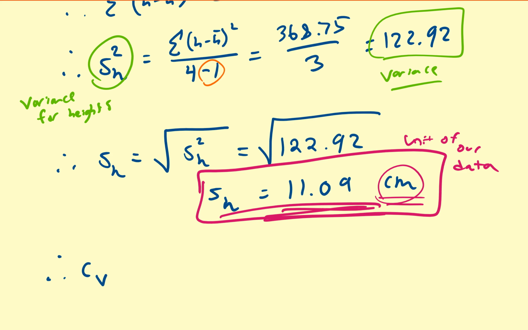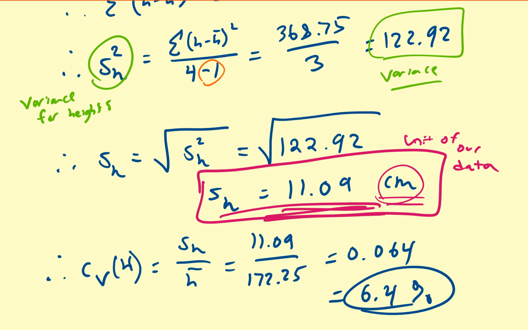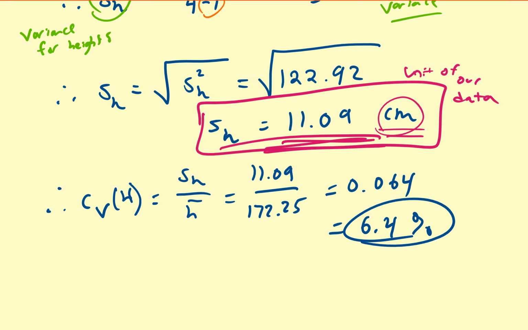Lastly, we can calculate the coefficient of variation for our heights. So that's going to be equal to the standard deviation of our heights divided by the mean of our heights. So that is going to be equal to 11.09 divided by 172.25. And that's going to be equal to 0.064, or some people prefer to write this in terms of a percent, 6.4%. And this has no dimension or no units on this.